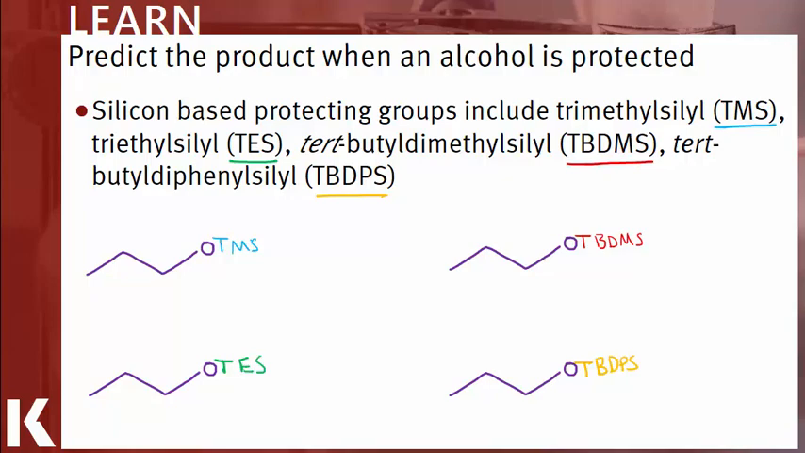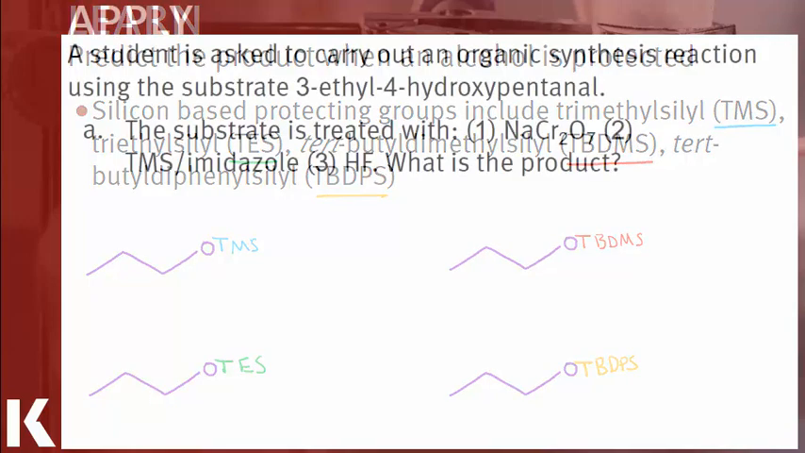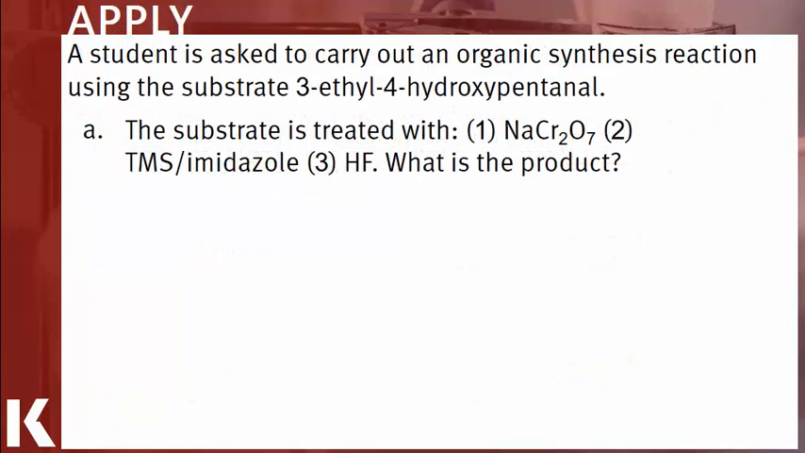Let's see how this information can be applied to a question. A student is carrying out a multi-step organic synthesis reaction, starting with 3-ethyl-4-hydroxypentanal, so a 5-carbon aldehyde with an ethyl on carbon 3 and an alcohol group on carbon 4, and treated with sodium dichromate, triethylsilyl with imidazole, and hydrogen fluoride. In order to determine the final product, let's take little steps and determine the product formed after each of the 3 treatments. The first stage of the synthesis reaction utilizes sodium dichromate.